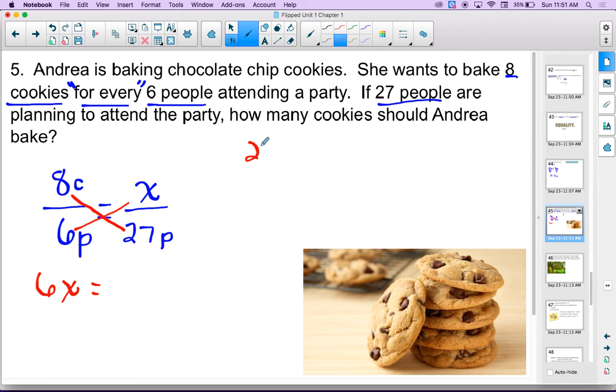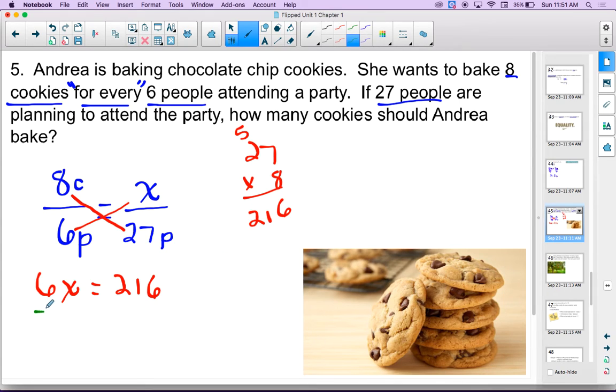8 times 27 I'll show real fast over here in the margin. 8 times 7 is 56. 8 times 2 is 16 plus 5 is 21. So we get 216. So our equation is 6x equals 216.